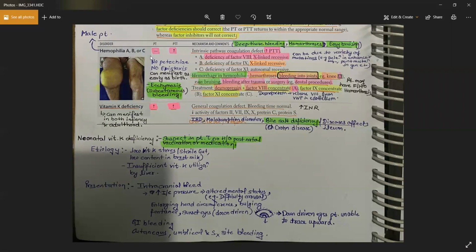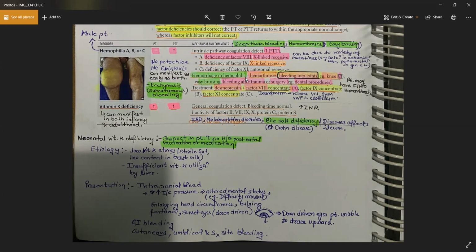In hemophilia A, you will have a deficiency of factor 8. In hemophilia B, a deficiency of factor 9. In hemophilia C, a deficiency of factor 11. Hemophilia A and B are X-linked and hemophilia C is autosomal recessive. So you will find hemophilia A and B only in males, not in females, while hemophilia C can be found in both males and females.